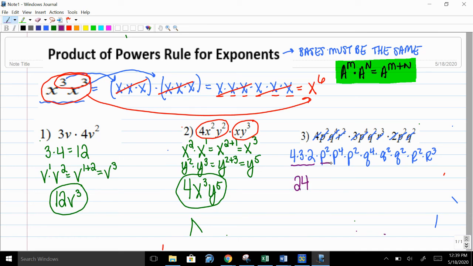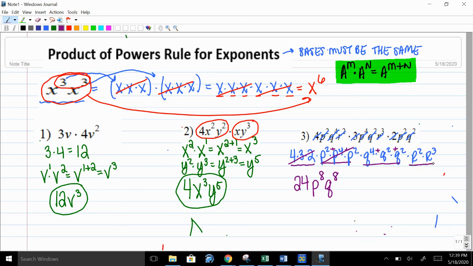Okay, then I can tackle the p's, right? I would add these up. Okay, they all have the same base, so I'm going to add them all up. 2 and 4 make 6, 6 and 2 make 8. That would be p to the 8th. So I'm done with the normal numbers. I'm now done with the p's. Then I take a look at the q's, same thing. I'm going to add those up. Okay, q to the 4 and 2 make 6, 6 and 2 make 8. So I got a q to the 8th.